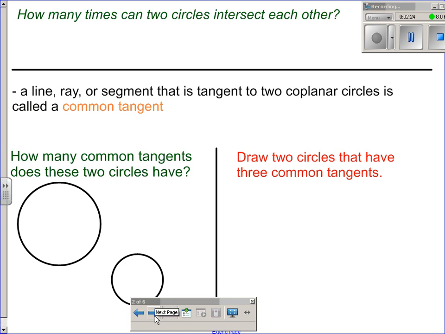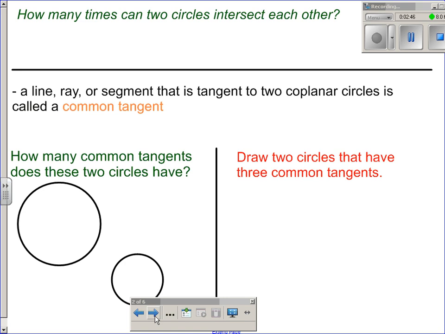I would like you to answer this top question. How many times can 2 circles intersect each other? I want you to draw a couple different things, leave some space on your paper, but draw it and see how many times 2 circles intersect each other. And then we'll talk about it in class. Okay, so hit pause, give that a little bit of thought, and then come back.